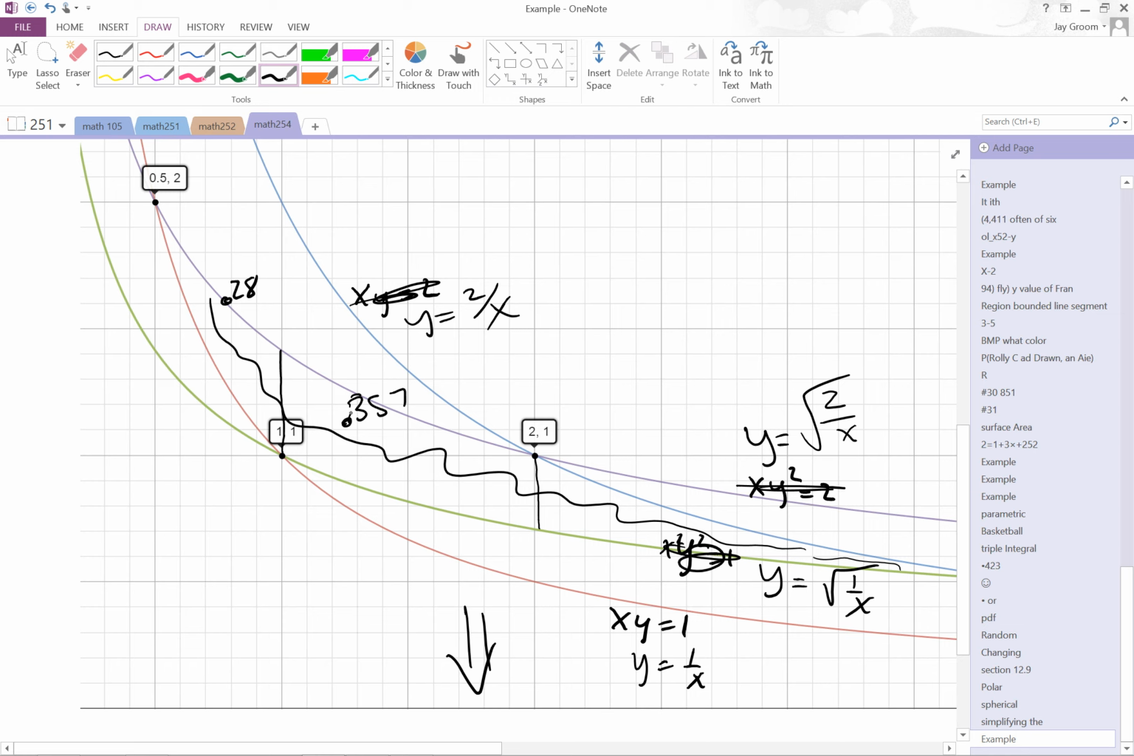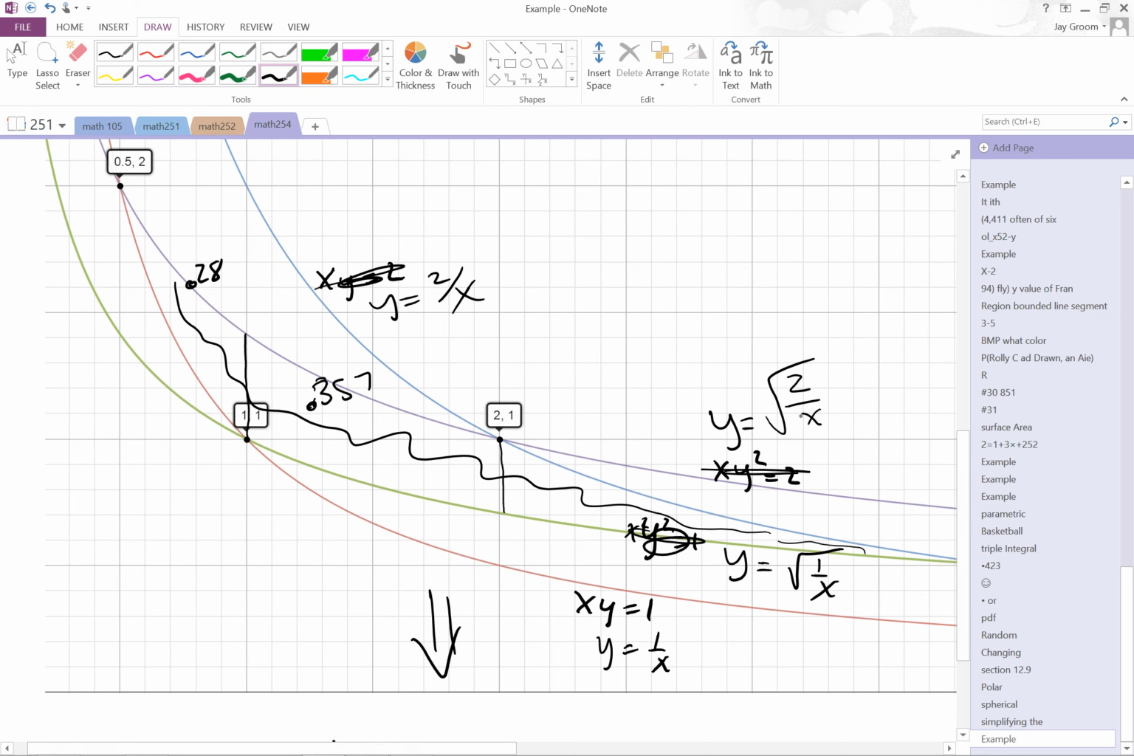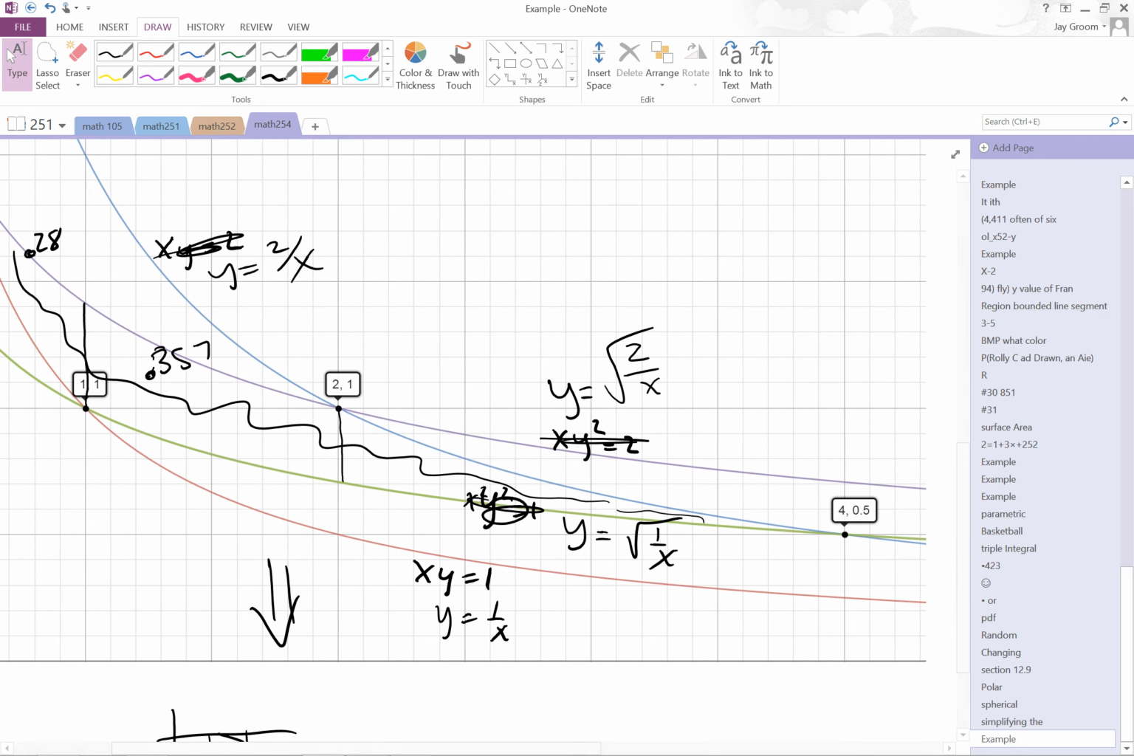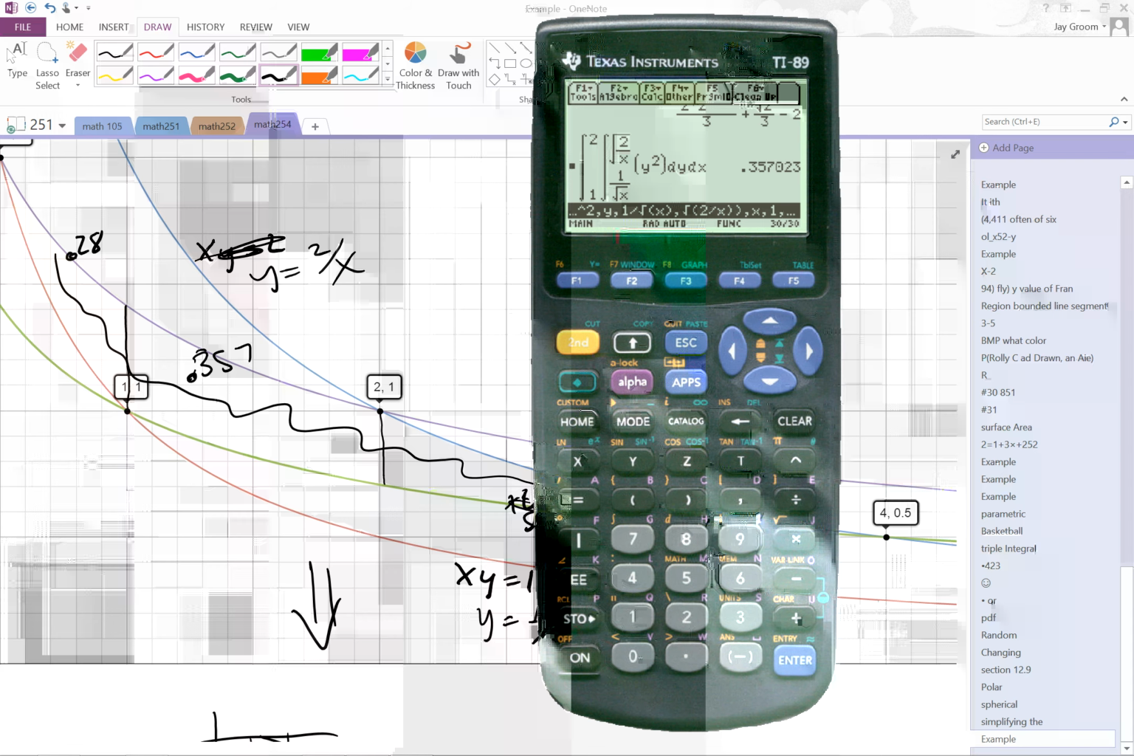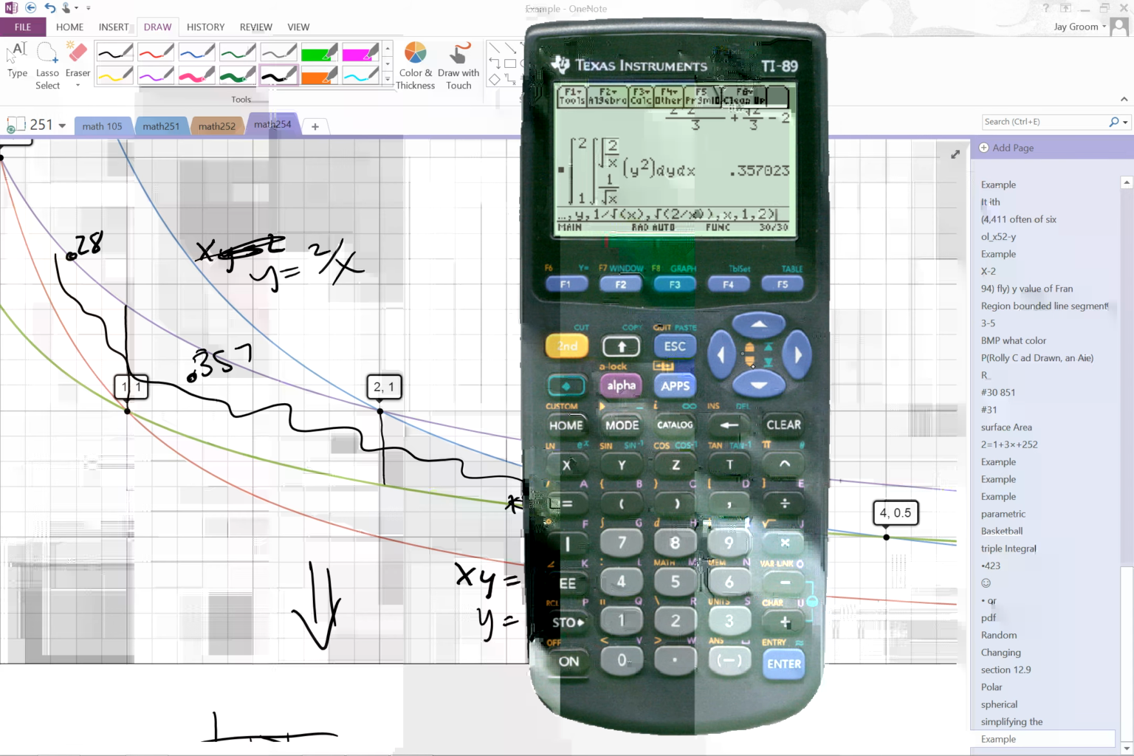Okay. And then the last one, we're going from 2 to 4. Keeping the same green bottom function, but we're changing to the blue function, which is 2 over x for our top function.